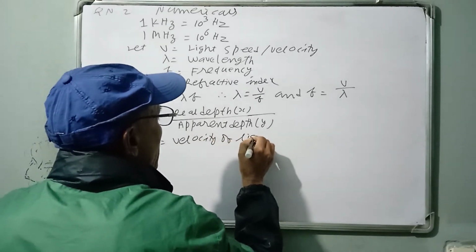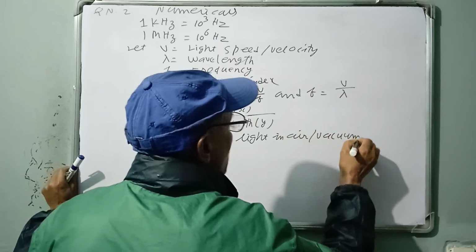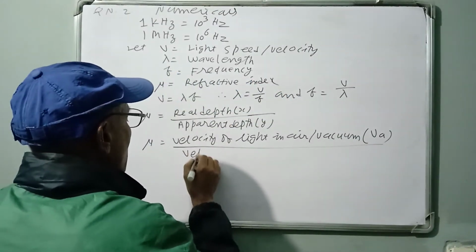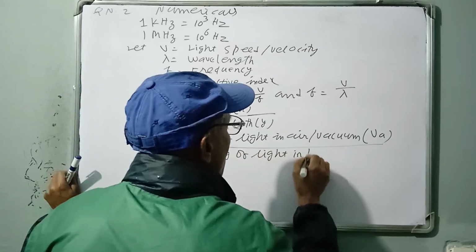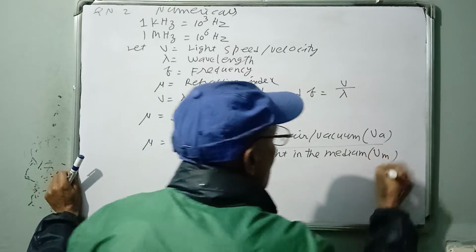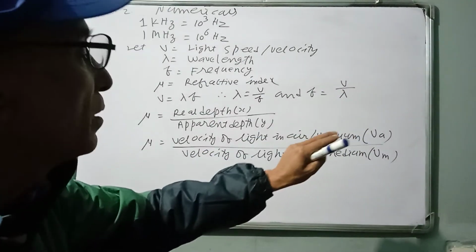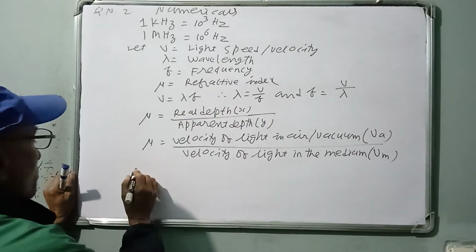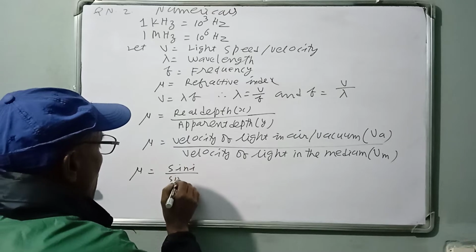Another formula: velocity of light in air or vacuum, say VA, upon velocity of light in the medium, say VM. Velocity of light in the air or vacuum to velocity of light in the medium, like glass medium, water medium, diamond medium, etc. Another, mu has another formula, refractive index, sin I upon sin R.